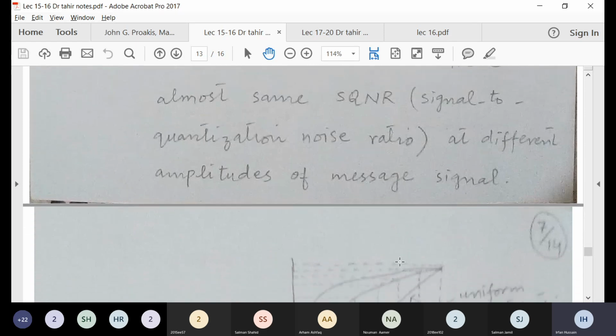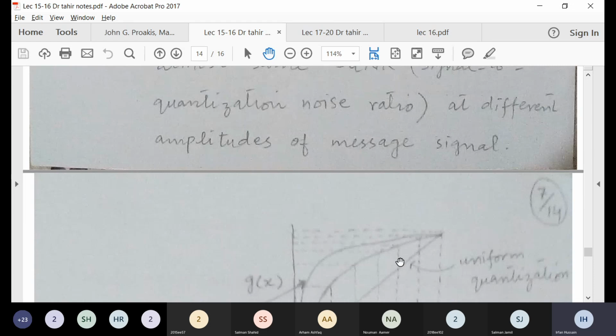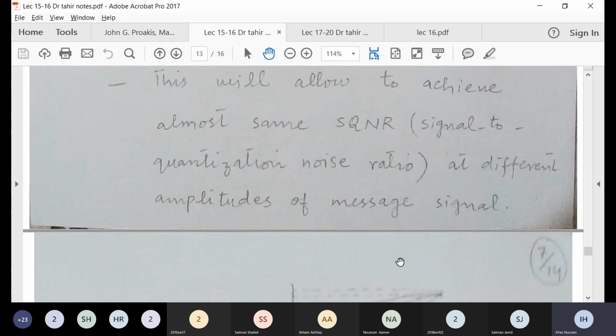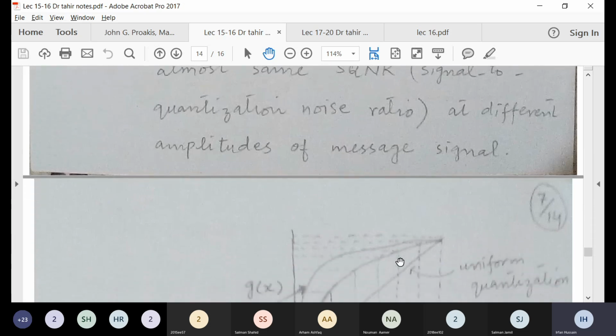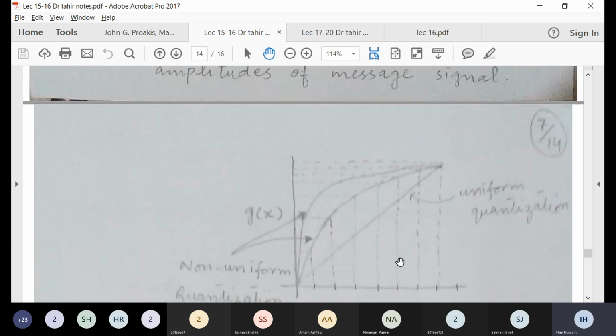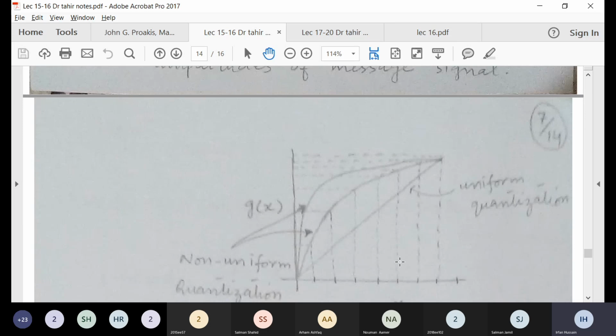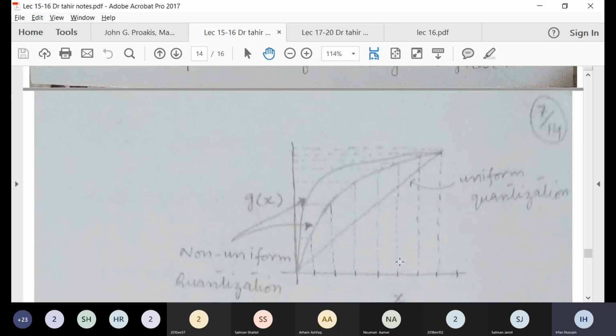Because for lower and high amplitudes, we want the same SQNR at different amplitudes of the message. Even for lower amplitudes, we will actually expand them so that you get the same error for any type of magnitude.